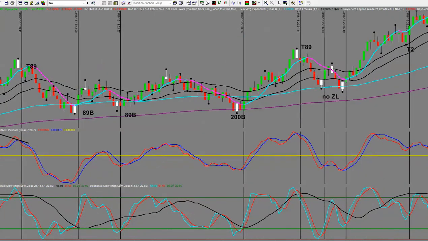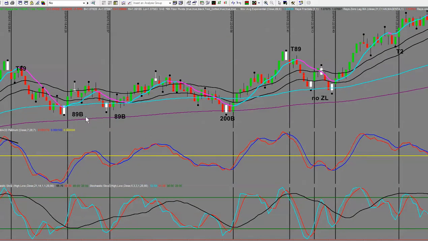Let's move along here. Now what we've got just down here, we've got another beautiful 89 EMA bounce. Now that one, because your entry was not till up here, and taking into account your spread, you would have not exited till up here somewhere.